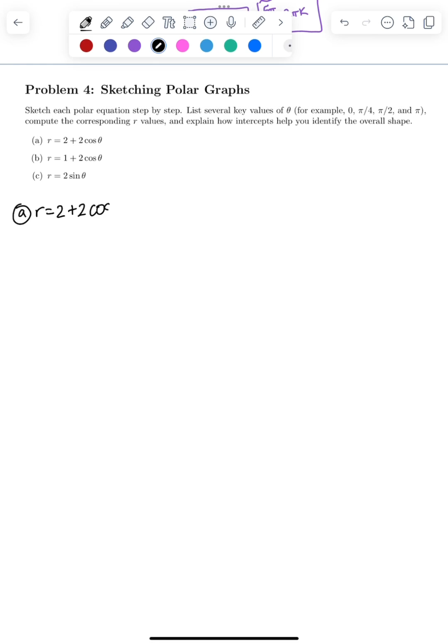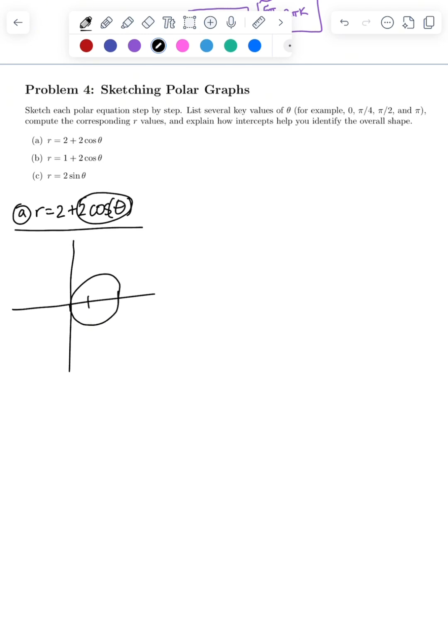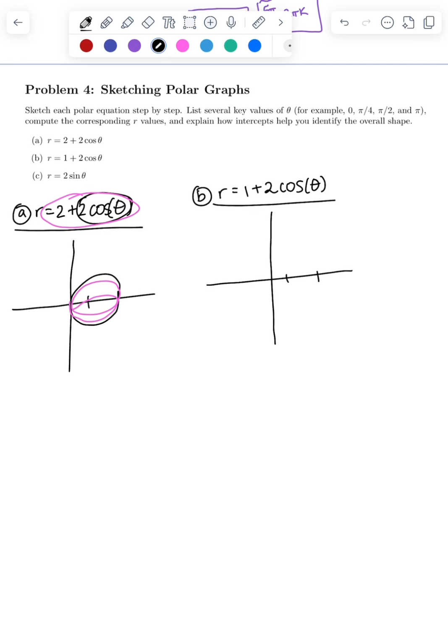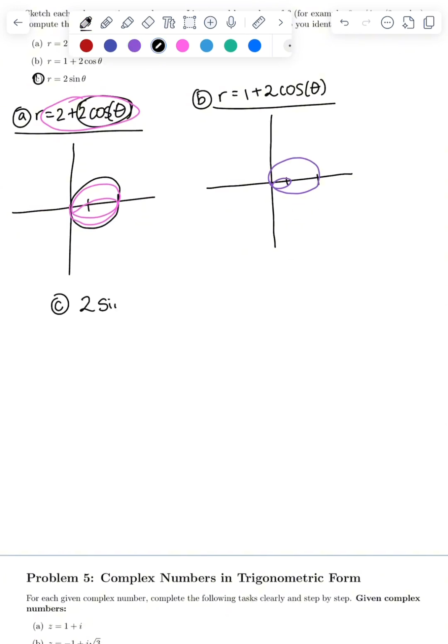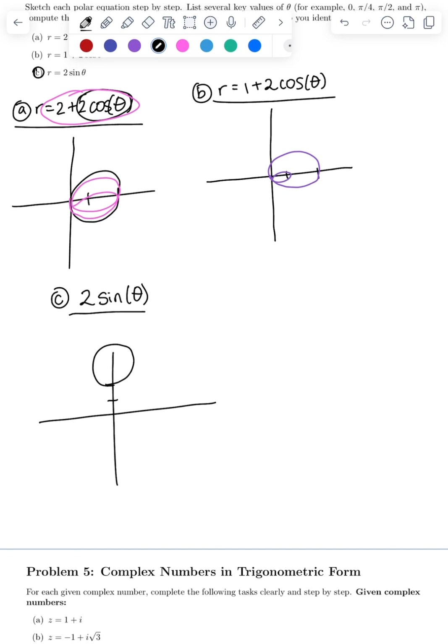For A, r equals 2 plus 2 cosine. So 2 cosine looks like that, and so 2 plus 2 cosine is going to be the little loop. And then same goes for B. It's very similar. It's 1 plus 2 cosine of x, so we have what 2 cosine of x would look like, and then just plus 1, it's also the loop. And then for C, it's 2 sine theta, so that's going to be vertical, on the y-axis, up 2.